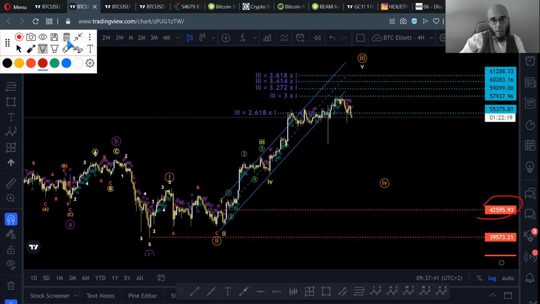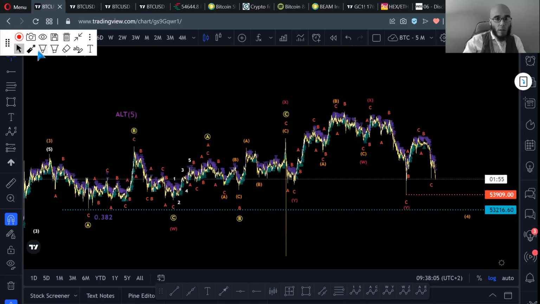Now we are going to take a look at the last move. So we had here an uptrend and then a corrective move. So we went up and down, and we are going to take a look at that on the shorter time frame. So I'm going to switch to the 5-minute chart, and we are going to take a look at that correction that I just showed you.